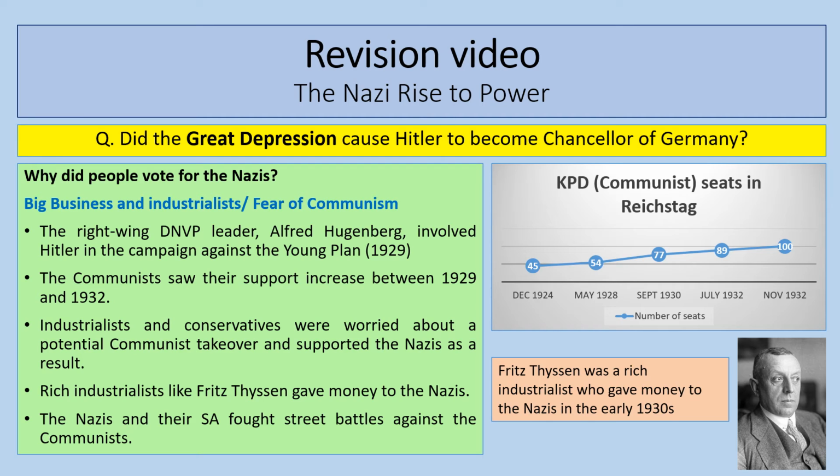And you can see those statistics on the right-hand side of the steady increase in support for the communists, so that by the November 1932 election, they had 100 seats. The fact that Nazis and the SA, the brown shirts, fought street battles against the communists meant that many people thought the Nazis were the best opportunity of destroying communism in Germany, ensuring that it didn't gain a foothold. And therefore, many people in big business and many rich people in Germany voted for the Nazis, not particularly because they necessarily supported everything they stood for, but they thought that it was the best opportunity to get rid and destroy communism in Germany.